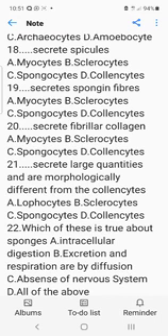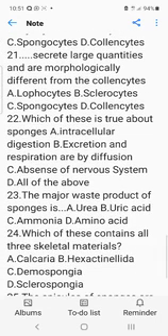The collencytes are responsible for the secretion of fibrillar collagen. Number 21. That secretes large quantities of collagen that are morphologically different from the collencyte. It is the lophocyte. The lophocyte produces a large quantity of fibrillar collagens that are morphologically different from the collencyte. Number 22. Which of these is true about sponges?